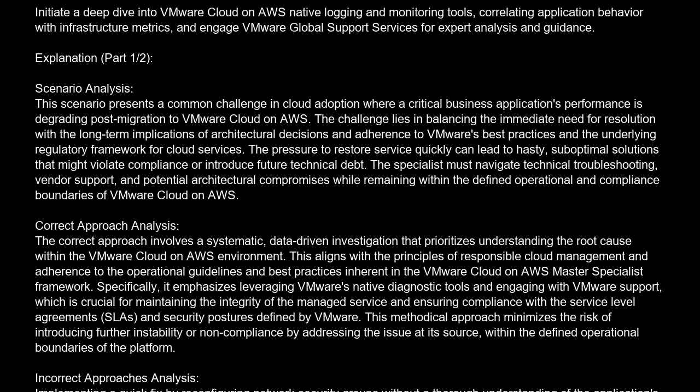Incorrect approaches analysis. Implementing a quick fix by reconfiguring network security groups without a thorough understanding of the application's traffic patterns and the implications for VMware Cloud on AWS networking is a significant regulatory and ethical failure.